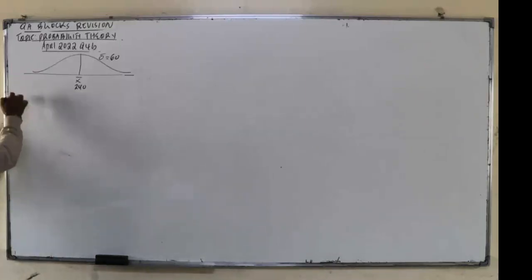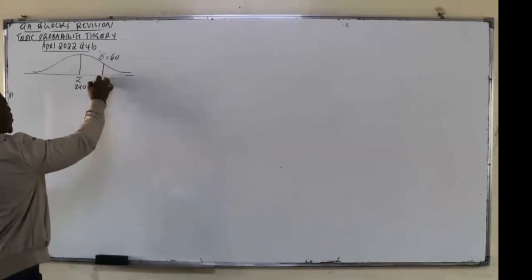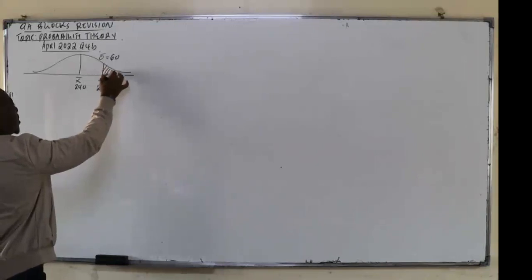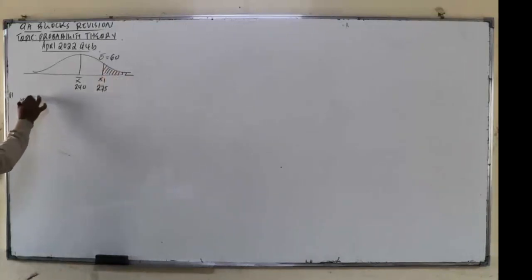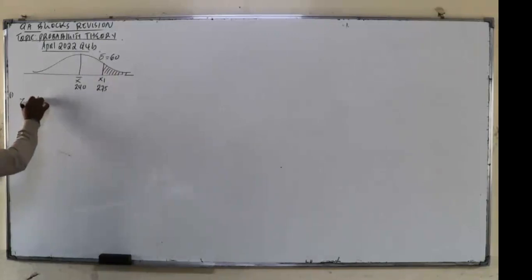Number one, the proportion of savings accounts whose balance is above 275. Now, 275 is on this side. That's what we call X1, 275. Now, we want the accounts above 275. So, how do we get Z? Z is X1 minus X bar over standard deviation.